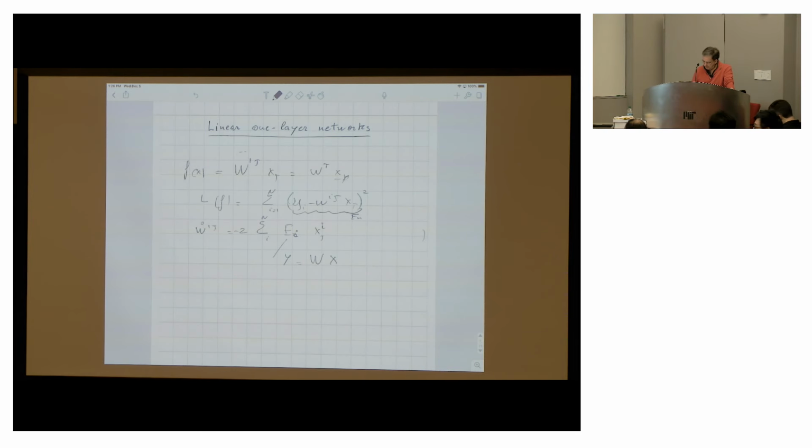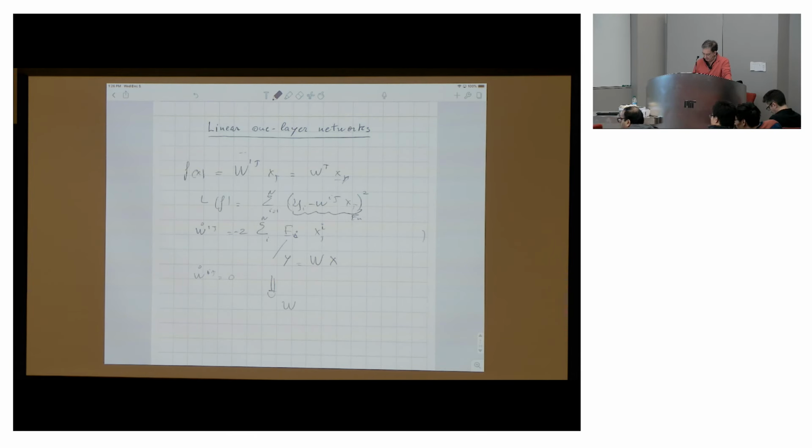So having W dot 0, so a stationary point of the gradient, dL/dWj equals 0, implies that all the Ei are 0, and so the W that comes out of it is W equal Y times X pseudo-inverse if it exists, or the inverse if it exists.